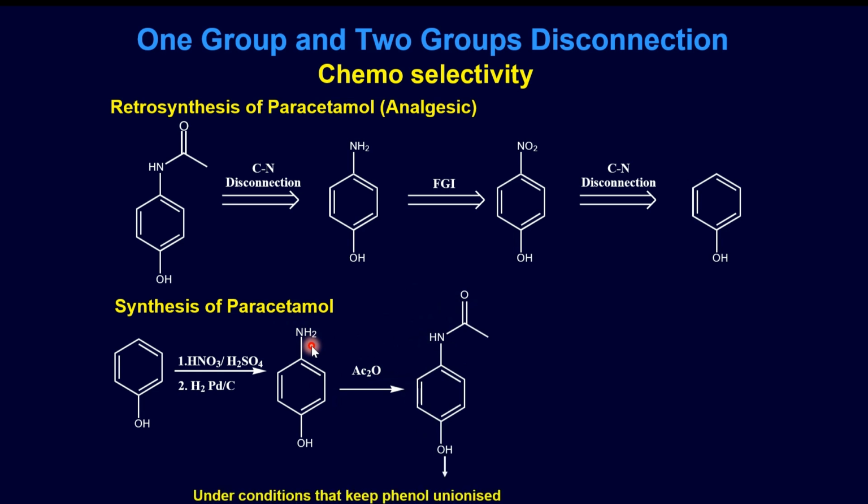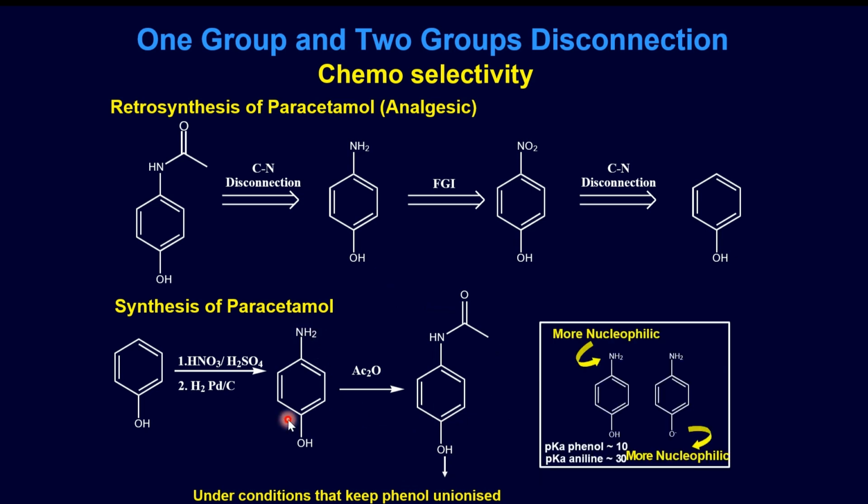Here the OH, if I keep it in unionized form, then the NH2 will react. As oxygen is more electronegative, though it has two sets of lone pair of electrons, because of its basic electronegative nature, it won't donate so easily. Whereas the amino group is comparably less electronegative than oxygen. The nitrogen is less electronegative, that's why it is more free to donate those lone pair of electrons.